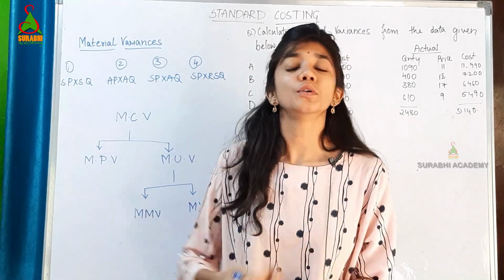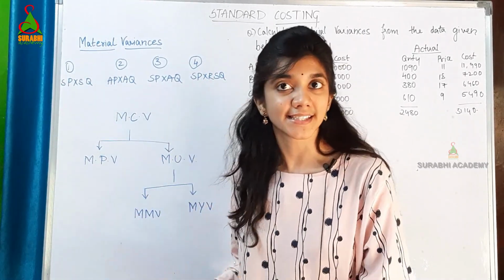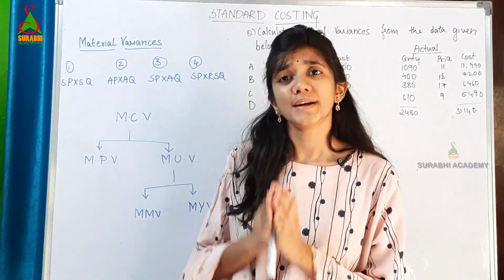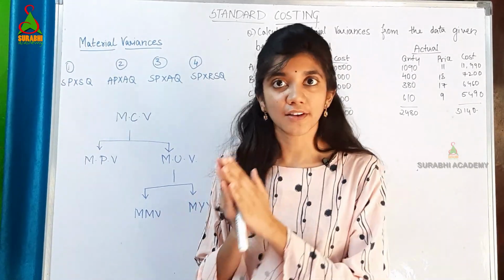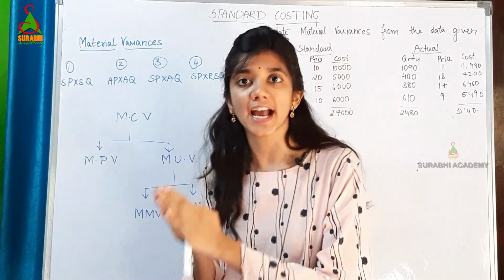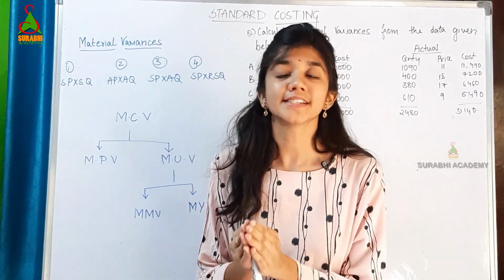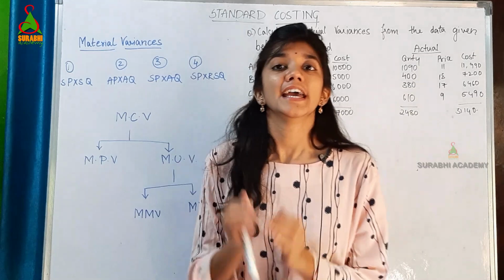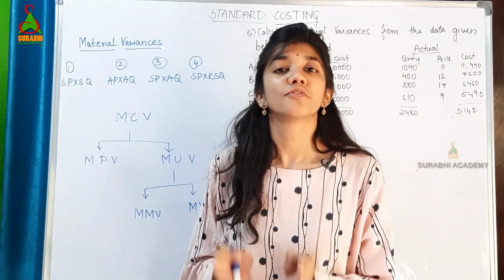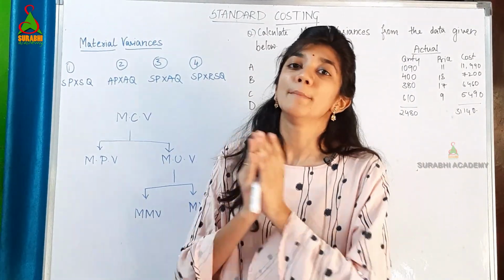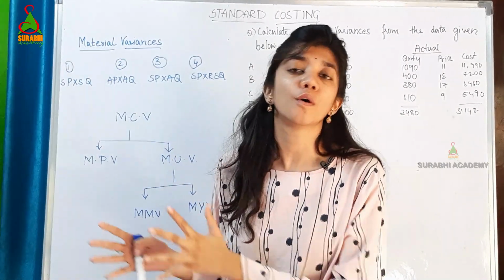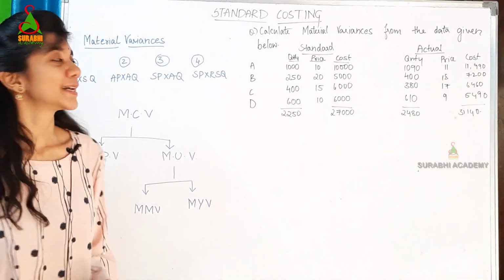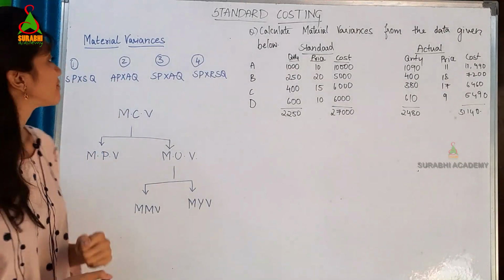And as we do, companies also will be setting standards for themselves. But actuals can't always meet standards, right? There will be differences between standards and actuals, and those differences are called variances. In this chapter, we are learning to find out variances for materials, labor and overheads, whatever is related to production. First, we'll be discussing material variances.